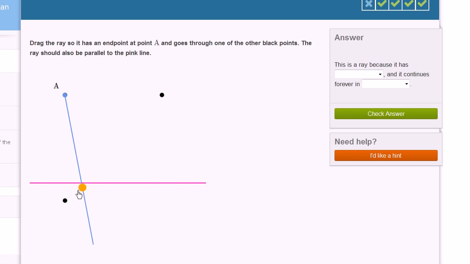So I have two options. I can make it go through this black point, but it's clearly not parallel. In fact, it looks perpendicular here. So let's try to make it go through this point. Well, yes, when I do that, it does indeed look like my ray is parallel to the pink line.